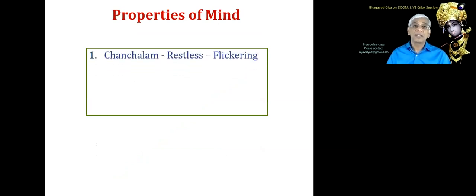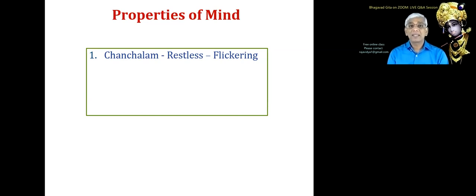A property of the mind is chanchalam. In the 6th chapter, in 32 slokas, Krishna explains to Arjuna how to control the mind. Krishna gives detailed explanations, instructions, a step-by-step procedure to control the mind. After listening to the entire instructions, Arjuna simply tells Krishna, etasyaham na pasyami: I don't see that I can control the mind. I don't think that I can control the mind.